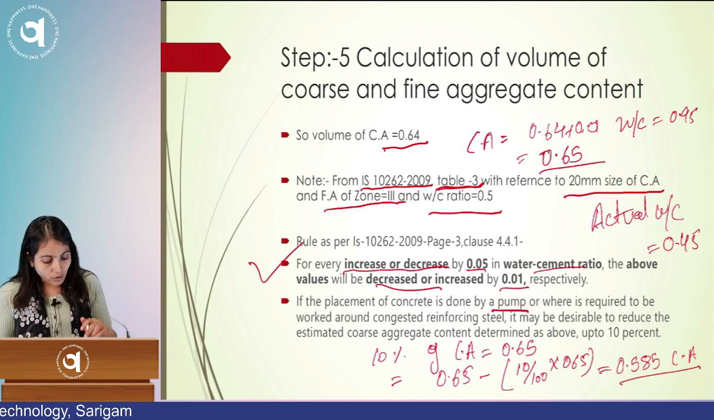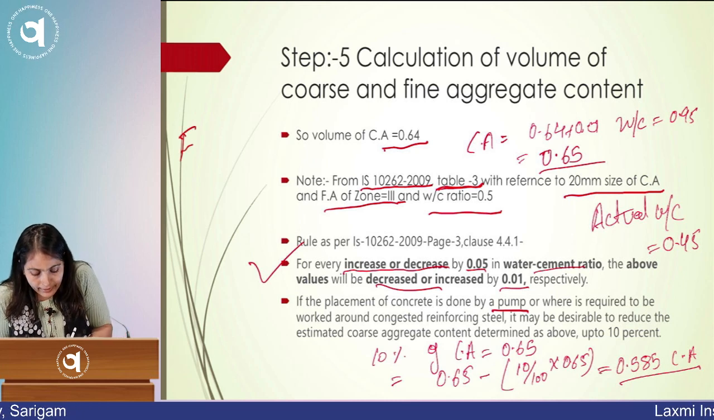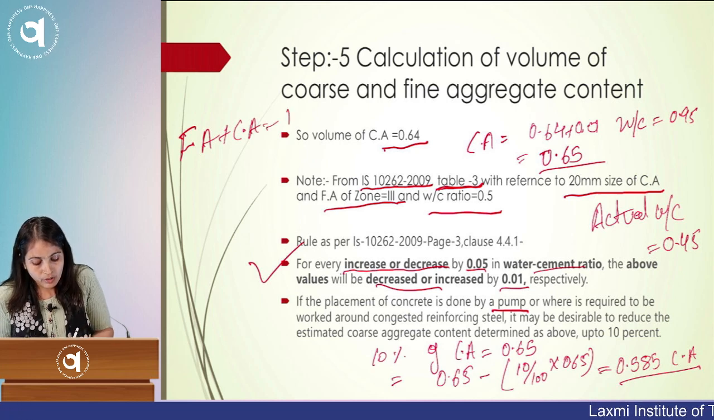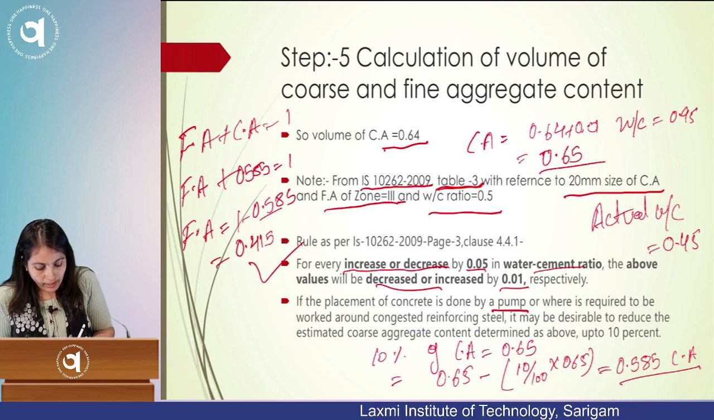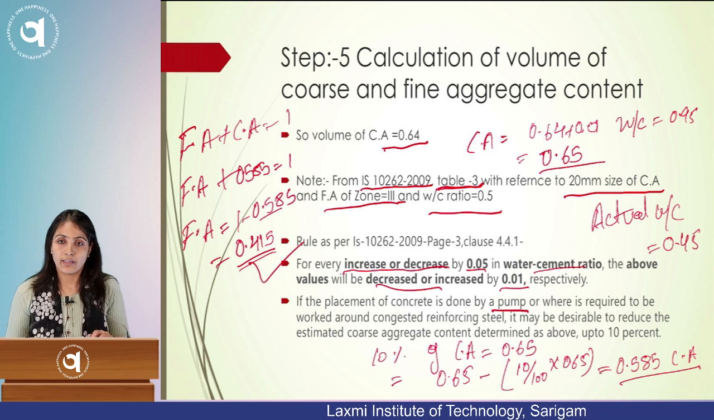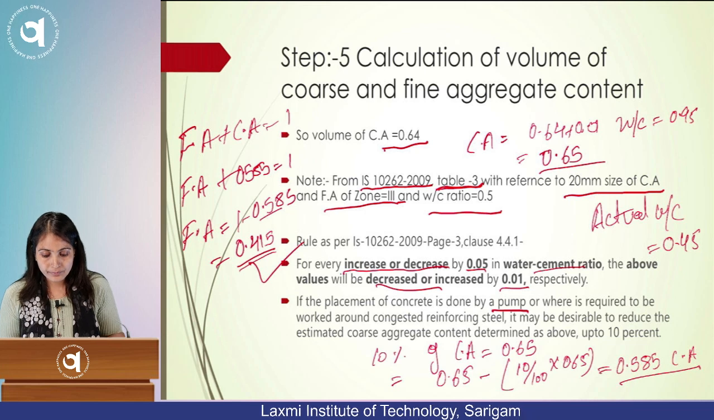Understood? Now the volume of fine aggregate you have to find. You know that fine aggregate plus coarse aggregate equals 1. You got coarse aggregate as 0.585, so fine aggregate is 1 minus 0.585. So you will get 0.415 as your fine aggregate. Okay. So these things you understood? Okay, let us move forward.